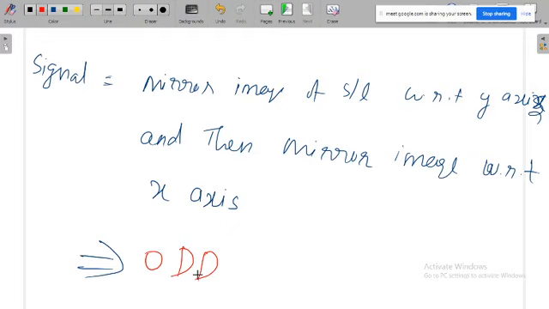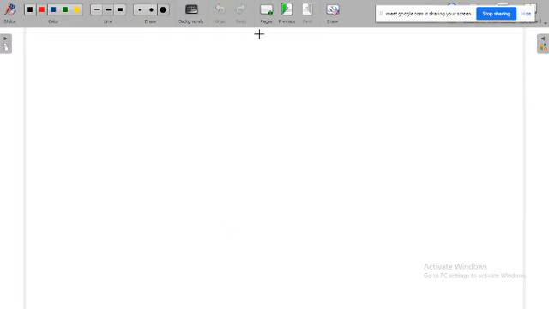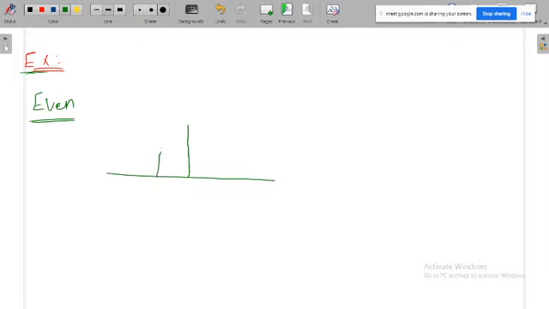Now we'll see some simple examples first. Already we know the sine signal is an odd signal and the cos signal is an even signal. Now we will see some other examples for even and odd. For example, even: we take a finite duration signal, a rectangular signal that is going from -2 to +2, with an amplitude of 1.